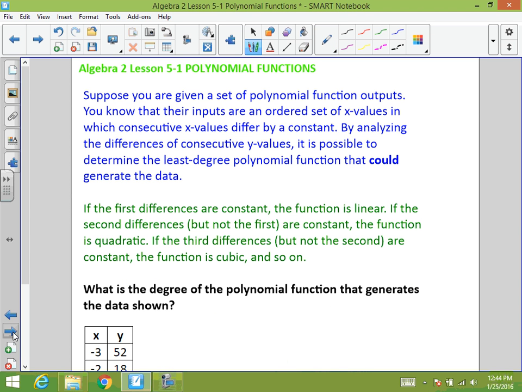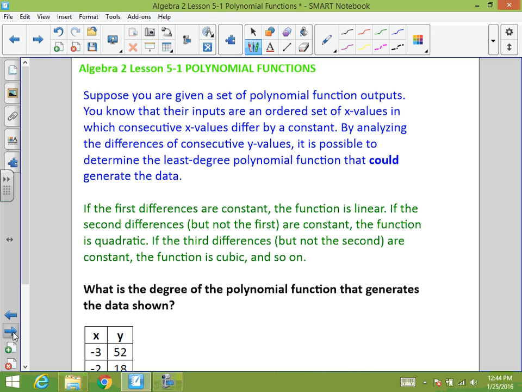All right, now, this last thing is a little bit interesting. Suppose you're given a set of polynomial function outputs. You know their inputs are an ordered set of x values in which the consecutive x values differ by a constant. By analyzing the differences of the consecutive y values, it's possible to determine the least degree polynomial function that could generate the data. Not that does generate the data, but that could.